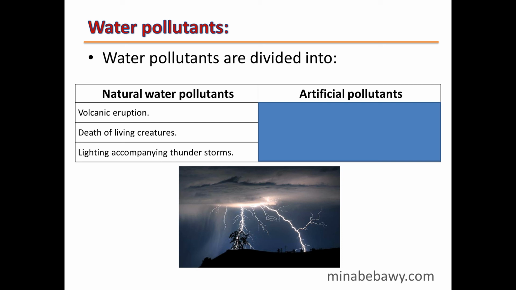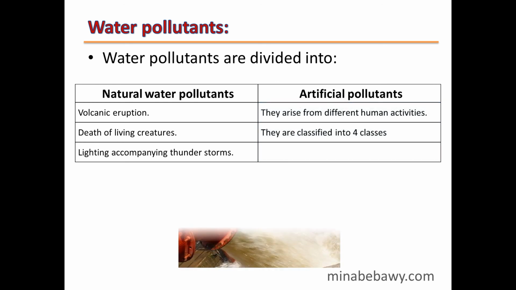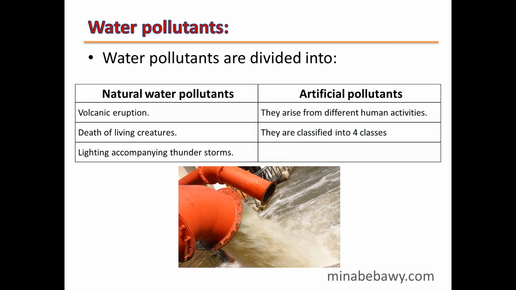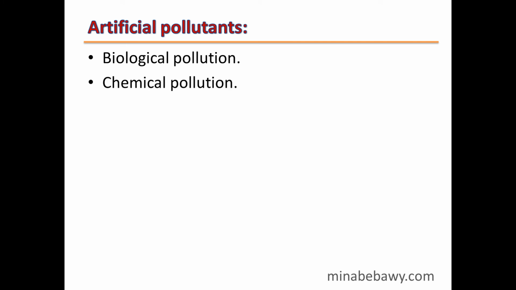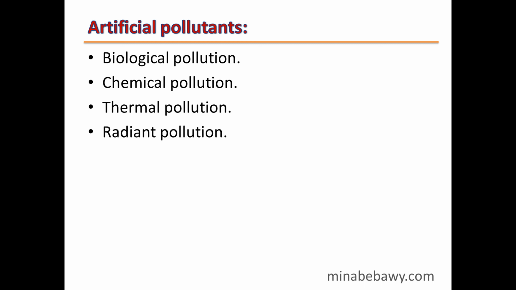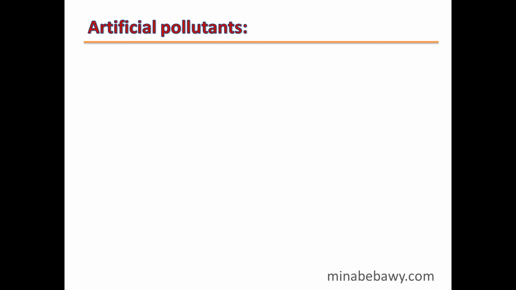What about artificial pollutants? Artificial pollutants arise from different human activities, and they are classified into 4 classes or groups. The first one is biological pollution, chemical pollution, thermal pollution, and finally radiant pollution.